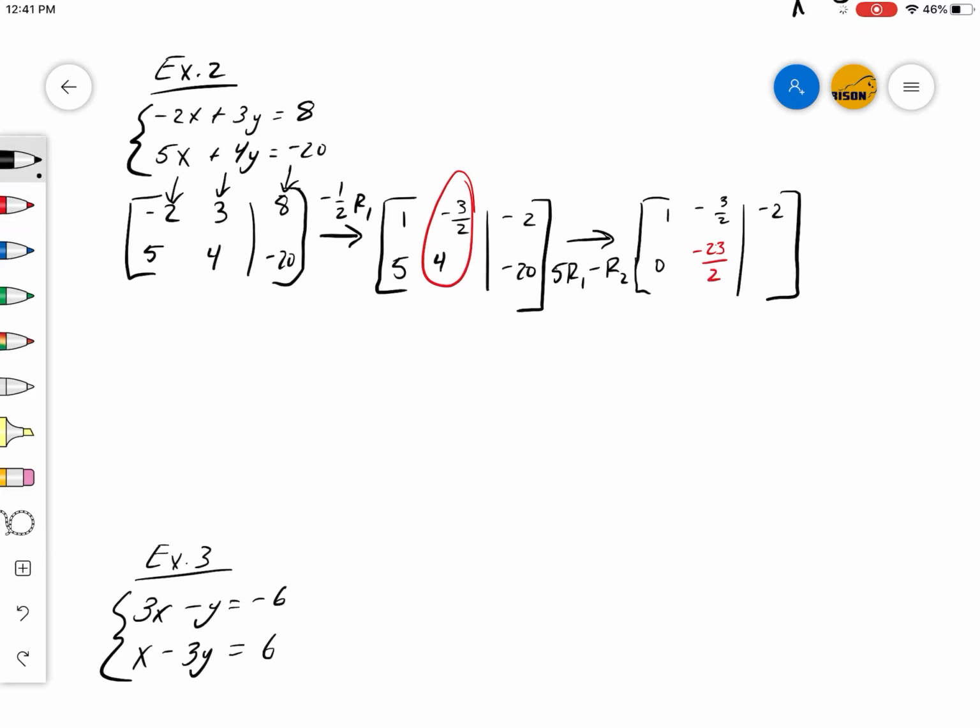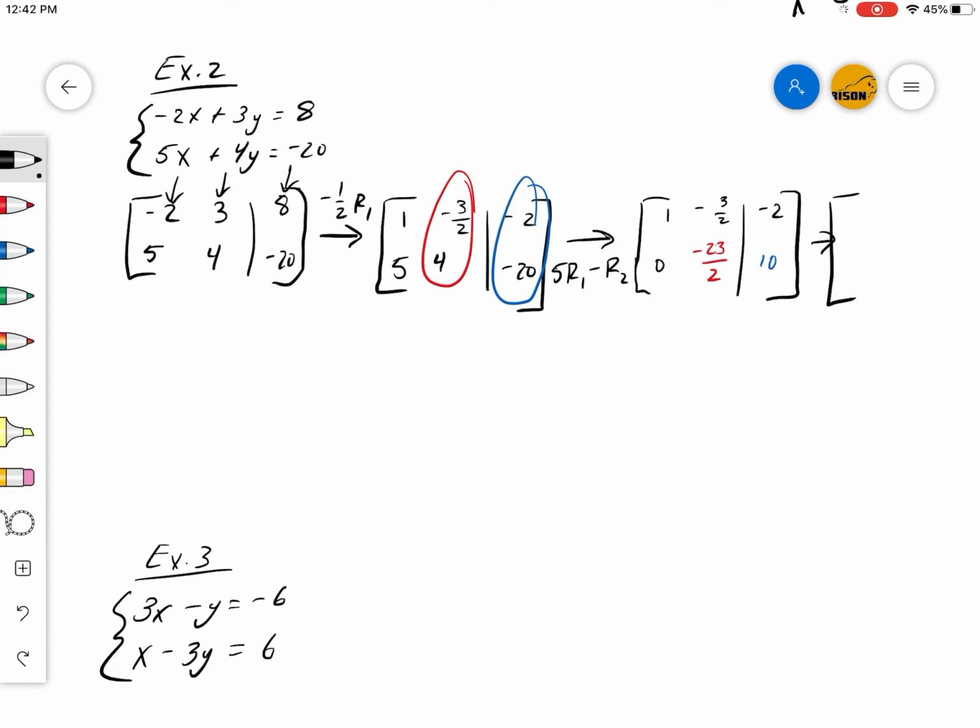Okay, and I got to do it to the last one as well, so I got to do it here also. So 5 times -2 is -10. Then I got to subtract -20, which will give me regular 10. Okay, let me get back to black. All right, so I should only have one more row operation. I think I can sneak it in here on the side.